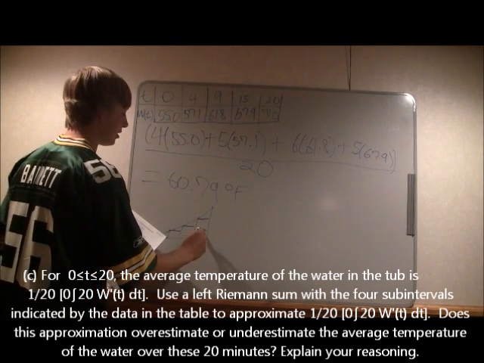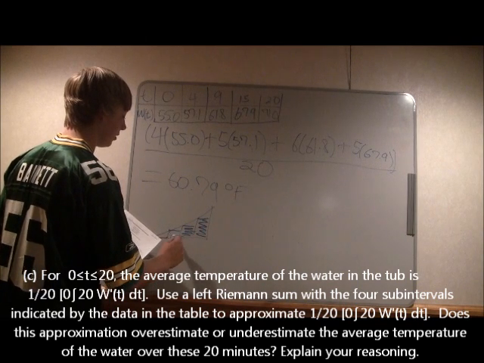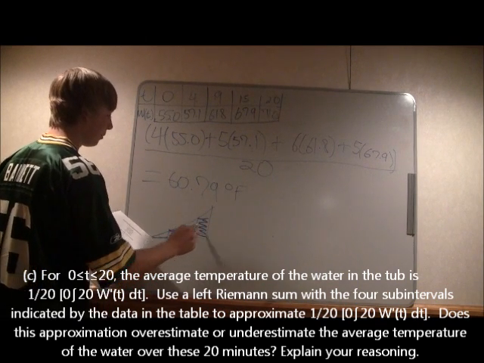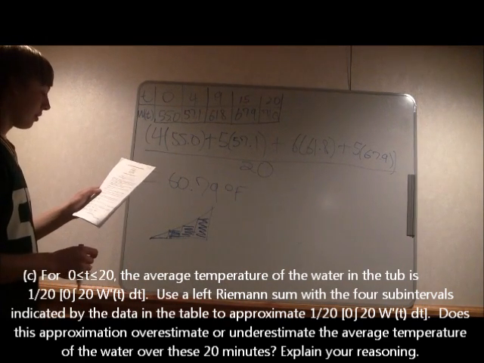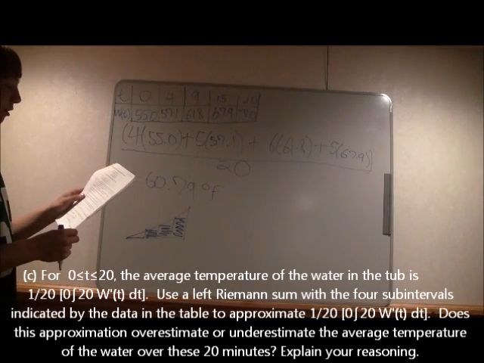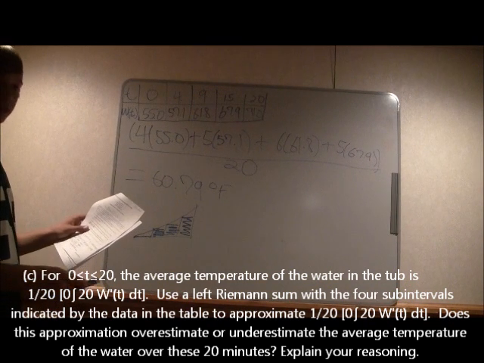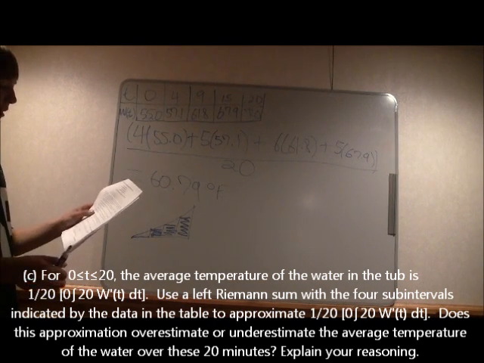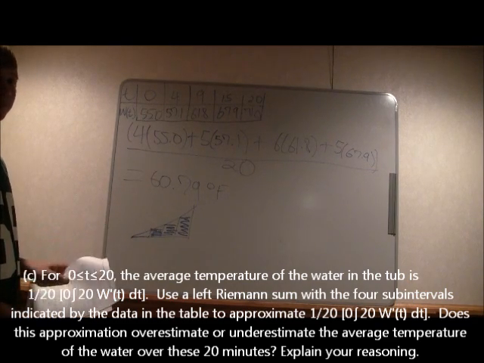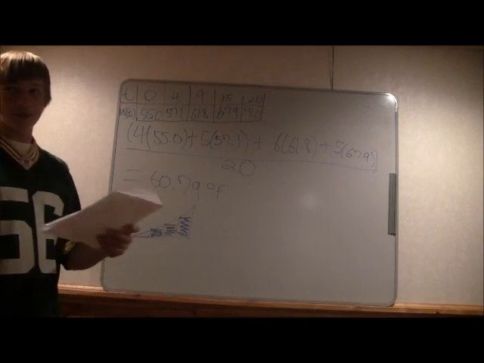And so then that means that out of this whole graph, we only covered the blue stuff. We left this, and this, and this, and this open. So it underestimates the average temperature of the water over these 20 minutes. And that's true in all cases with a left Riemann sum, that for a strictly increasing graph, a left Riemann sum always underestimates. Oh geez, thanks for saving me there, Croix. No problem, Bo.